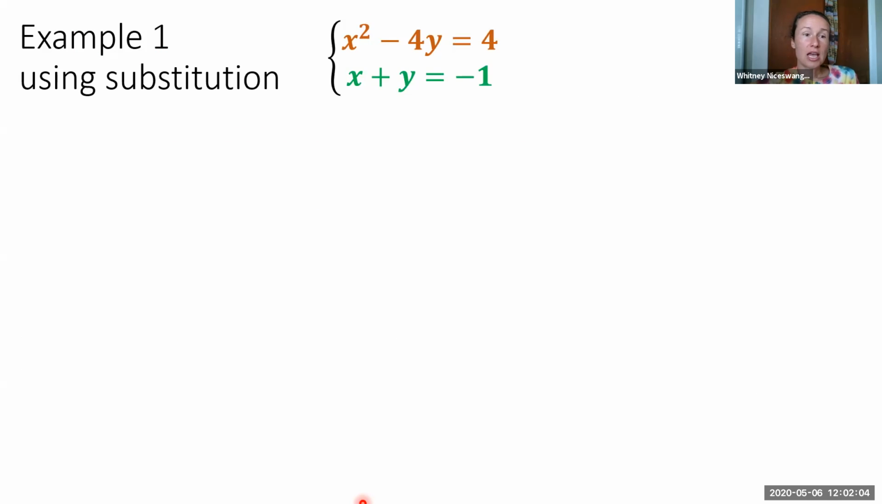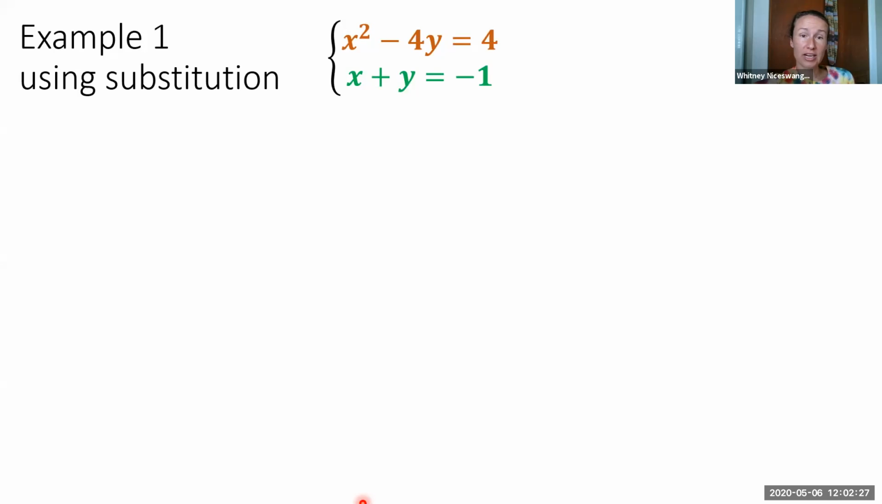So here, substitution in 13.3 is really going to be your best friend. Substitution is usually the easiest way to go, unless all your terms are squared, then sometimes elimination is easier. All right. So here we've got x squared minus 4y equals 4, and x plus y equals -1.